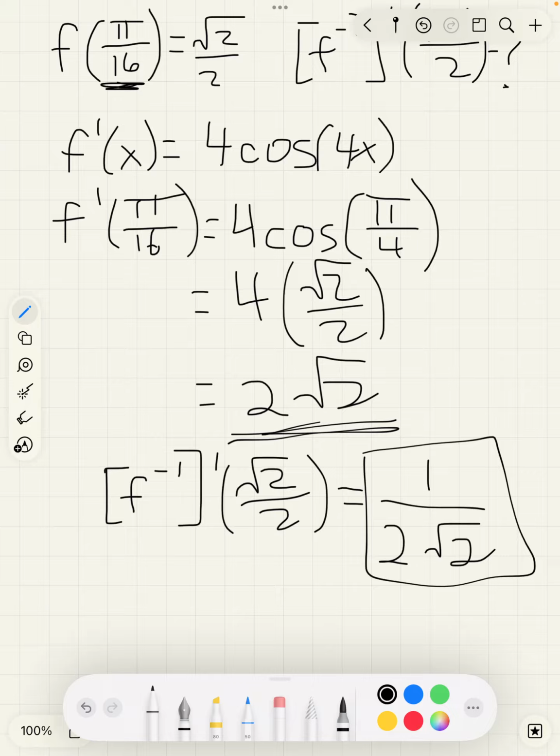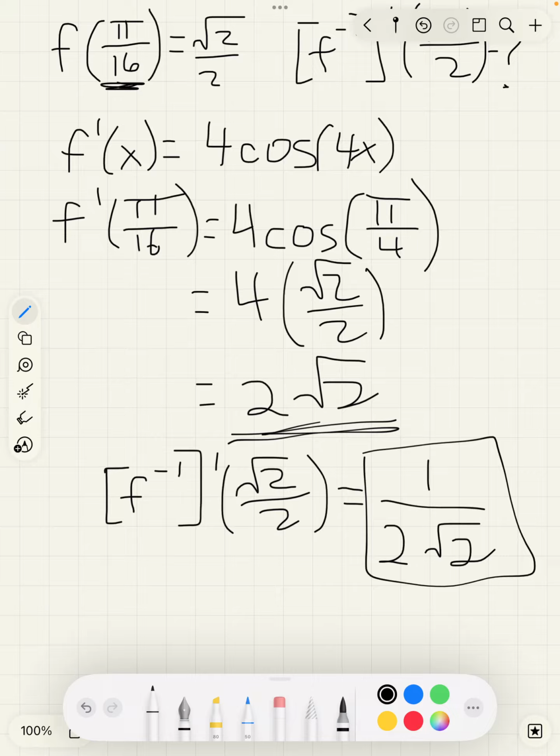So in summary, if I want to find the derivative of an inverse function, I don't need to find the inverse function. I don't need to solve for f inverse. All I need to do is take the derivative of f, find f prime at the original x value, and then take the reciprocal of the result. So 1 over the result. And that's basically it.